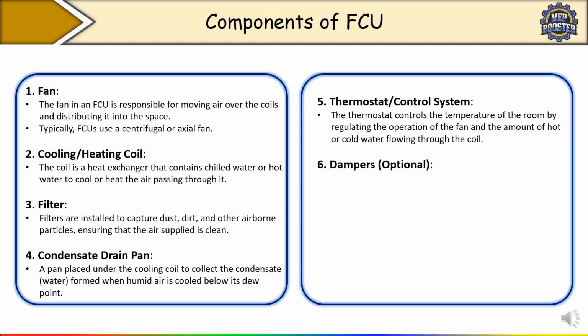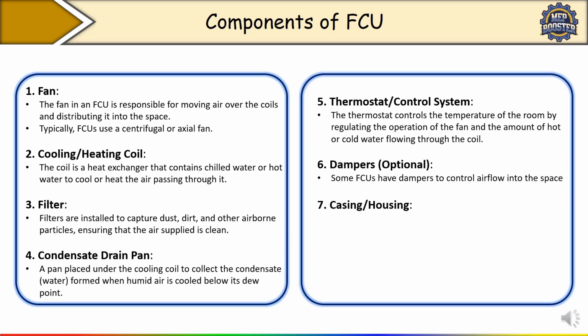Now the next component is the dampers, which are optional in an FCU. The main purpose of dampers is what? Some FCUs have dampers to control airflow into the space. Dampers are adjustable devices that regulate airflow into the unit. They can control the amount of outside air mixed with return air and help direct airflow to a specific area. This is the main purpose of dampers.